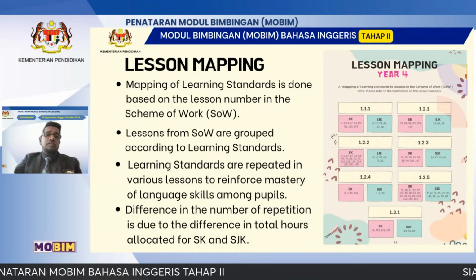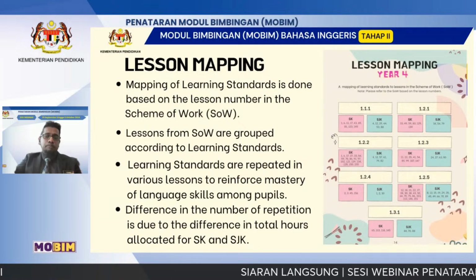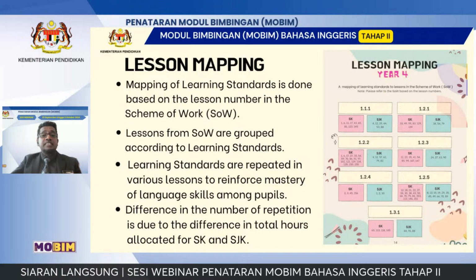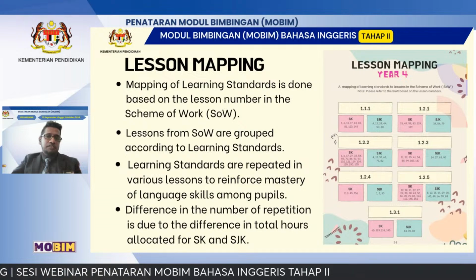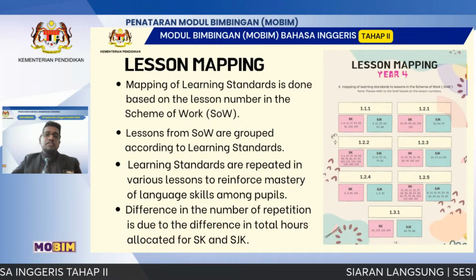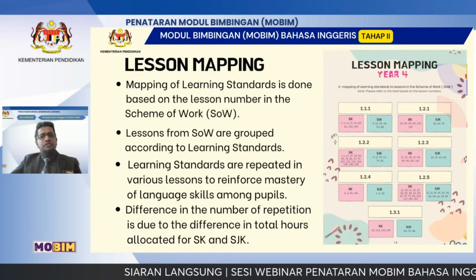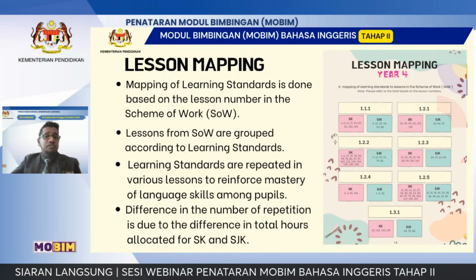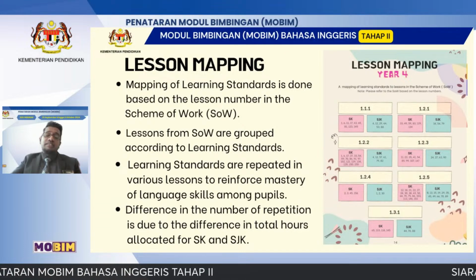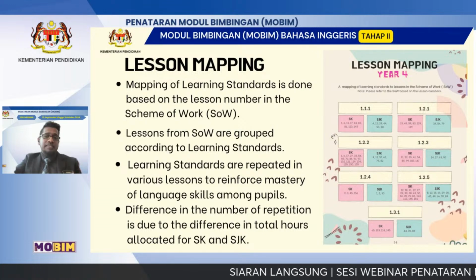Skills are usually revisited, as all of us know, in different lessons to strengthen pupils' mastery. And teachers, the effectiveness of a lesson is always measured by the skills acquired from the teacher's instruction. So, skills are repeated to enhance understanding and the mastery of the skills. Mastering the skills is the foundation of every lesson. You might have had a question of why there is a difference in the total number of repetitions in SK and SJK. You will always find SK has more. The variation in the number of repetitions arises from the different total hours assigned to SK and SJK, right?